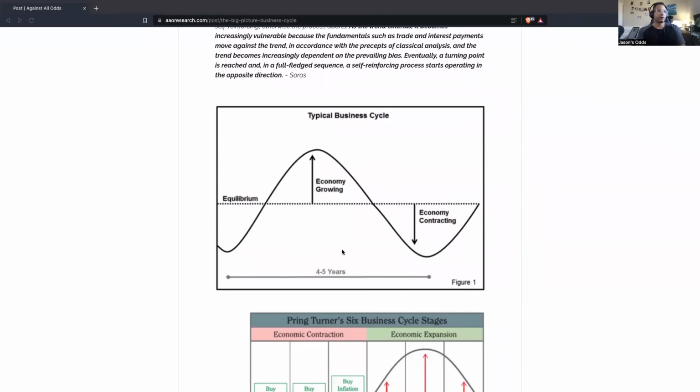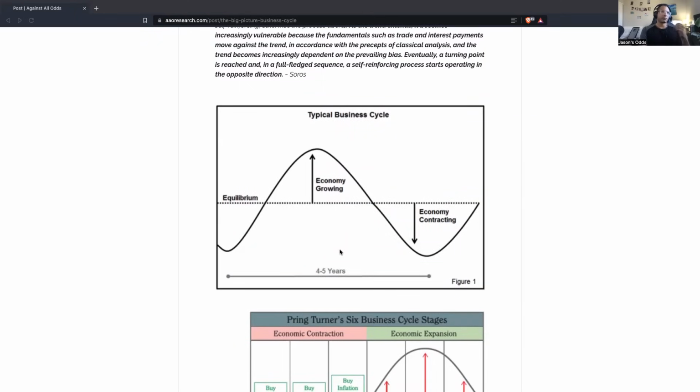Starting out the business cycle, what I wanted to show you first is you see all these charts all the time. You see the business cycle here, you see equilibrium, you see economy growing, you see economy contracting, you see the amount of years it is, which is all bullshit, to be honest. That's completely not true. You are never going to know the exact amount of time, the exact amount of trend, the exact amount of anything in the business cycle. You are, however, going to learn today how I at least identify some of these steps.